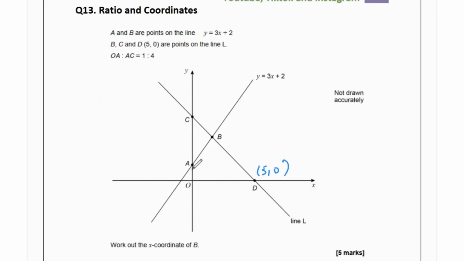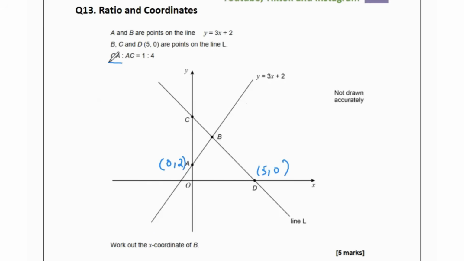To work out the value of A, we can easily use the line y equals 3x plus 2 because you can see that it lies on this line and the x value is going to be 0 because it's the y-intercept. So that means this is 2, so that's (0, 2) over here. We don't need to do any calculation for it.